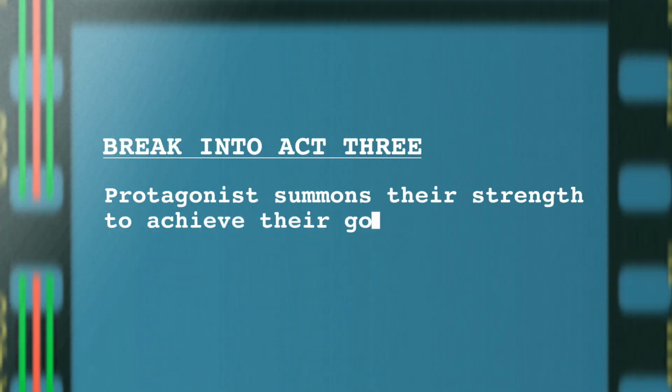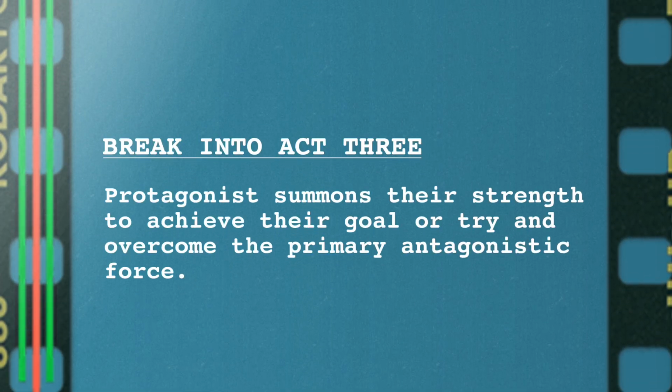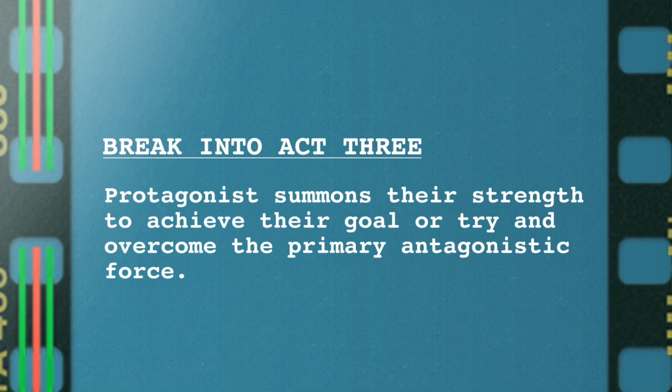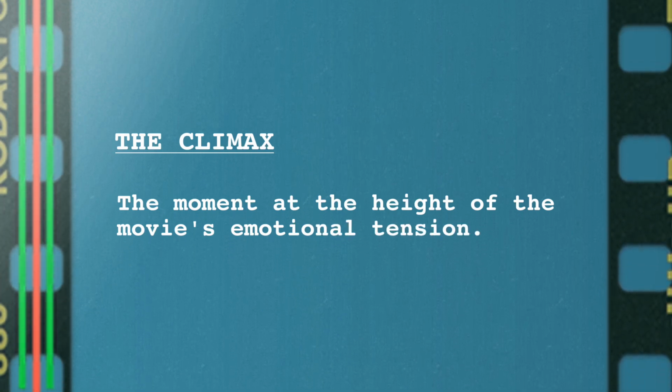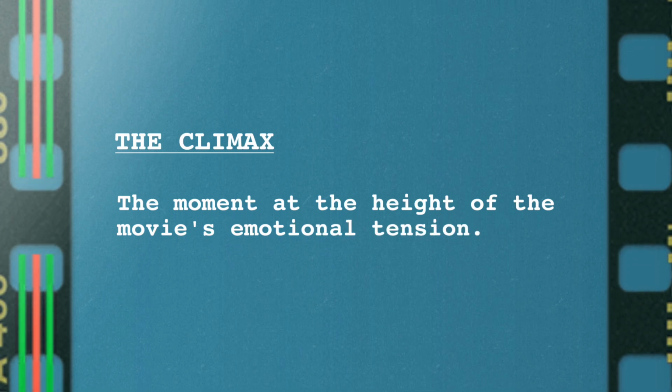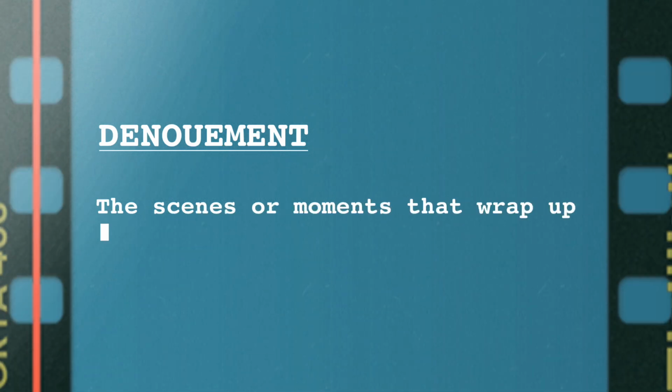There's the Act 2 climax, or the break into Act 3, where the protagonist typically summons their strength one last time to try and overcome the primary antagonistic force. And toward the end of Act 3, you get the climax of the entire movie, which is the height of its emotional tension. That's followed by a quick denouement that kind of wraps everything up.